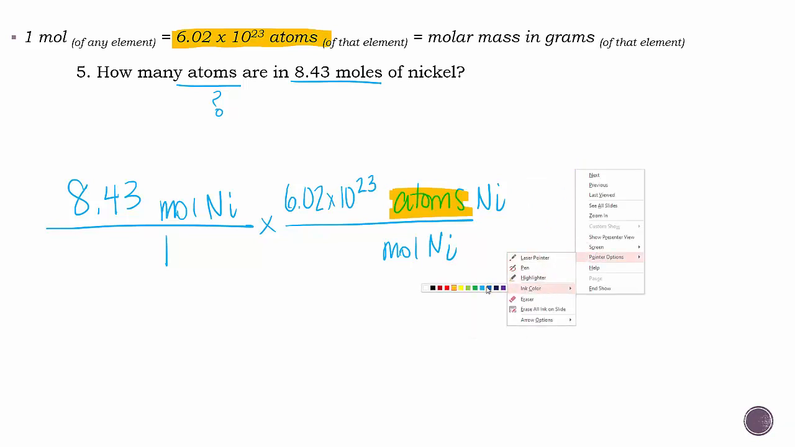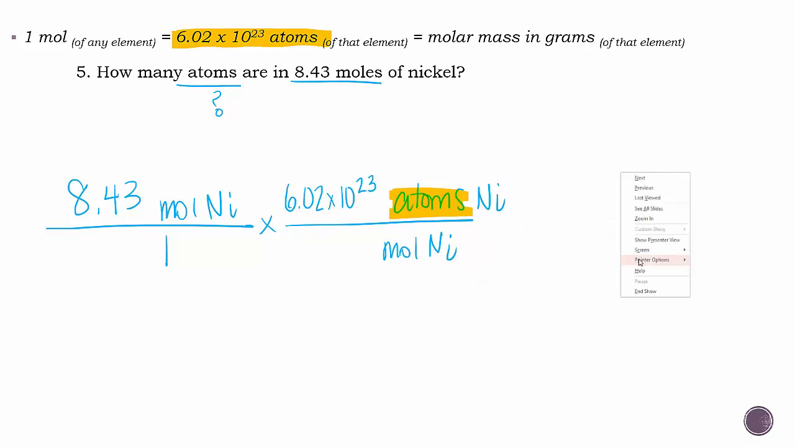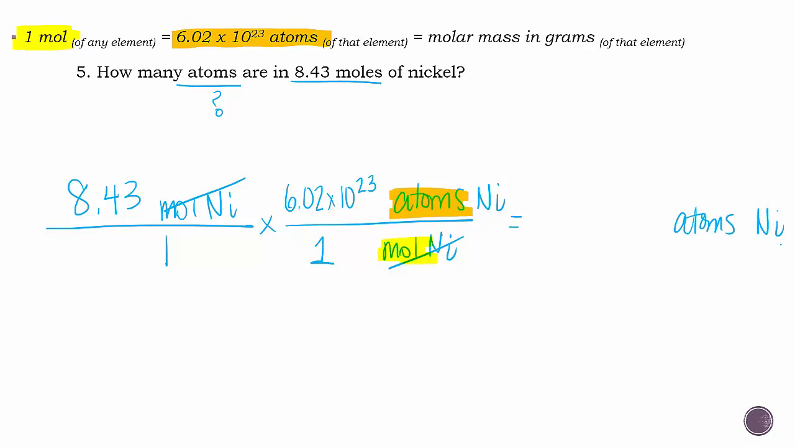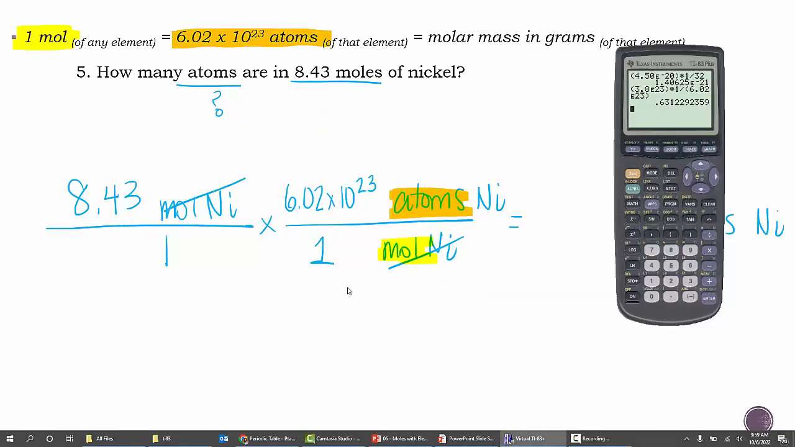let's get a different highlighter color. Well, blue on blue is not going to work. So let's get a different color. Yellow. Okay, moles. Where does the number come from for moles? Well, it's right up there. 1 mole is always the number that we use. So we put a 1 right there. Excellent. So we're going to grab our calculator. Moles of nickel cancels. Atoms of nickel is left over.